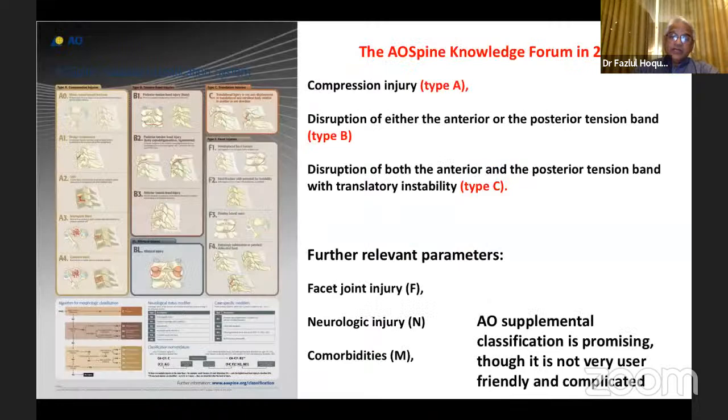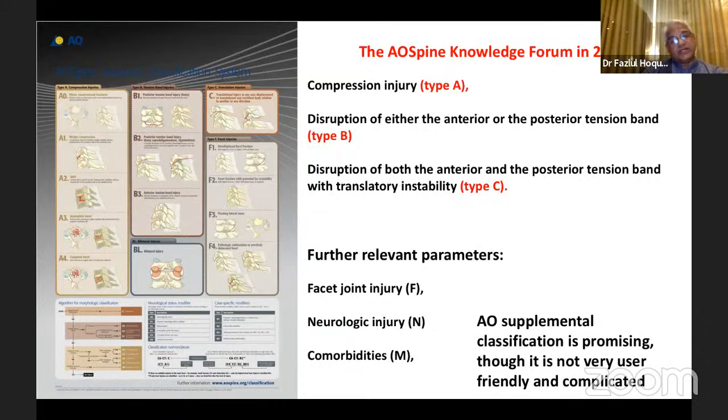So I'm going to the AO classification, which is a little bit different. It uses the same injury morphology: compression injuries are type A. When there is a disruption of the tension band, either anterior or posterior, that is type B injury, and type C injury is when both tension bands are injured and there is translation. Other than these, the facet joint plays a very important role in the posterior stability of the spinal column, especially the facet joint anatomy and capsule. At the same time, other comorbidities matter. It is a little bit elaborate and gives a good picture of morphology, tension band injury, facet joint, neurology and comorbidities, but it is not very user friendly.